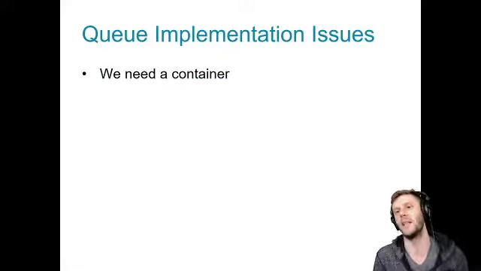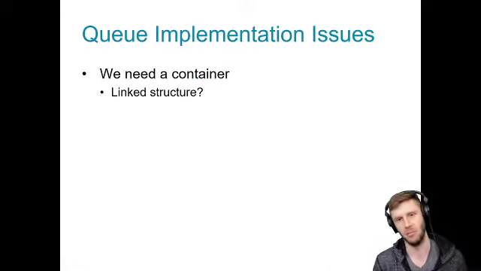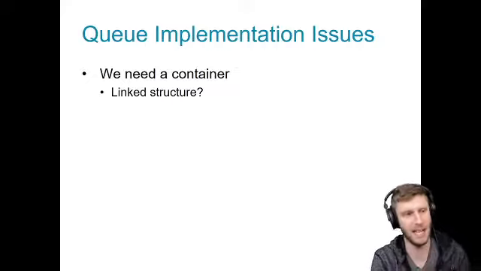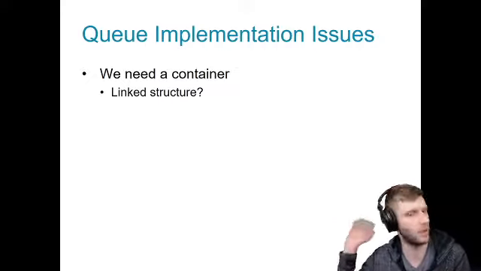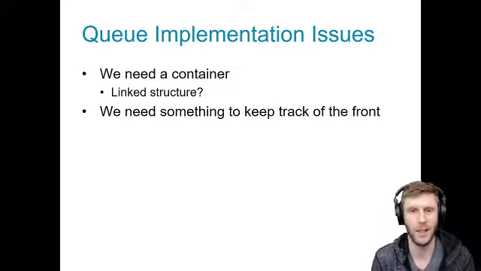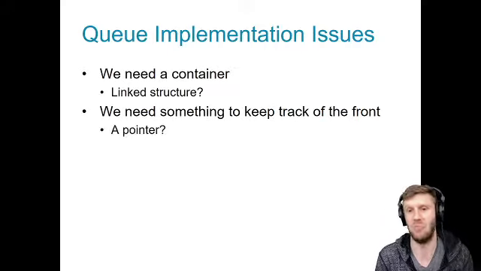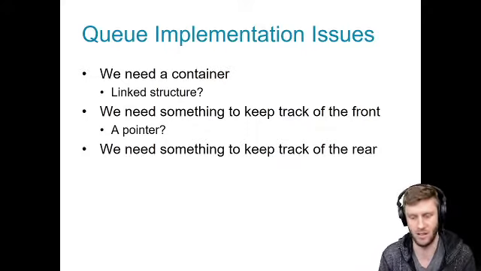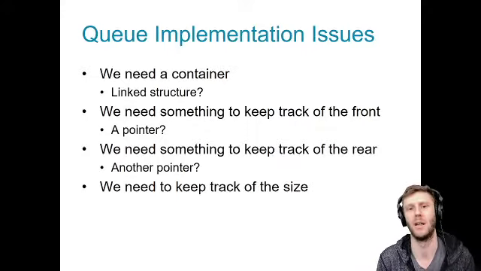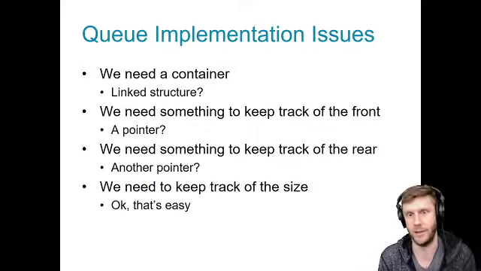We need a container. Well, let's start with a linked structure. I know last time with the stacks, we started with the array, and then we did the linked structure. Well, here, let's start with the linked structure, and then maybe we'll look at arrays later. So we need something to keep track of the front. All right, just have a pointer, keeping track of the front of the queue. And the rear, we need something to keep track of the rear because we need to know where we add things after. So I'll just have a pointer to the end. Easy. We need to keep track of the size. All right, just an integer.